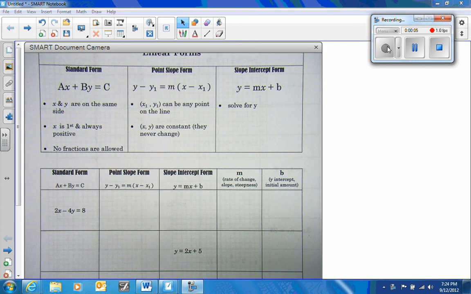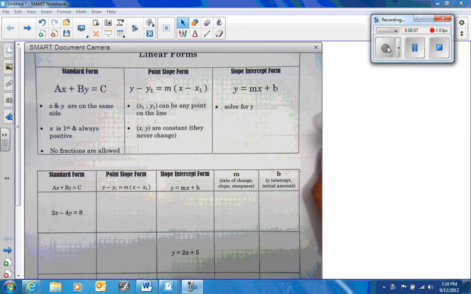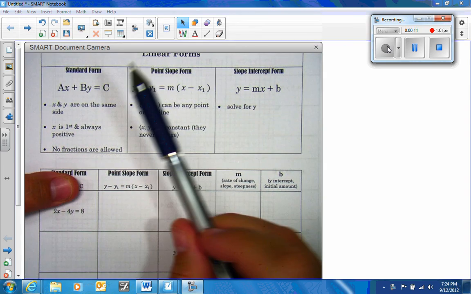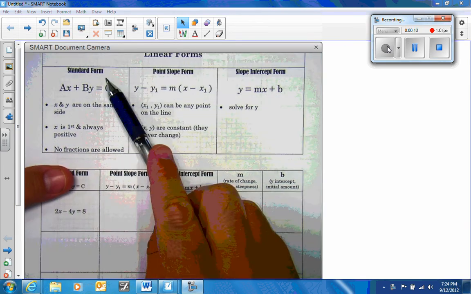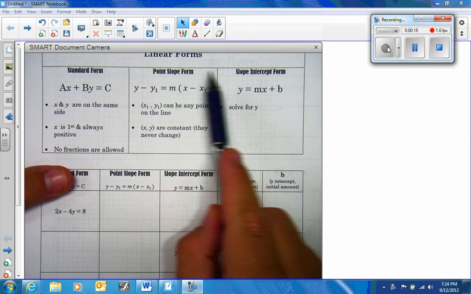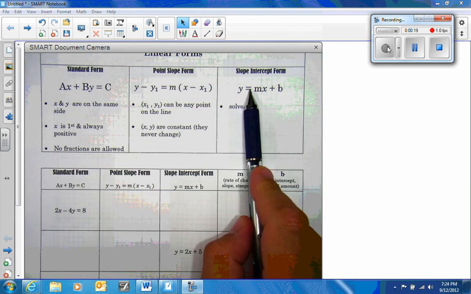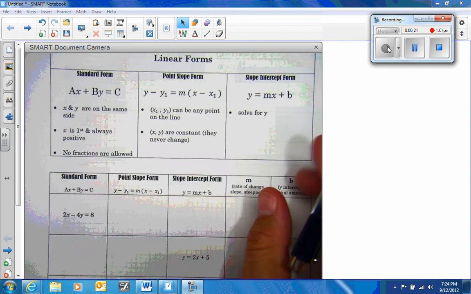All right, this is what we're going to go over after you talk about your flip book tomorrow. We're going to go into linear forms. You need to know standard form, point slope form, and slope intercept form. Now, there are some rules with each of these three items.